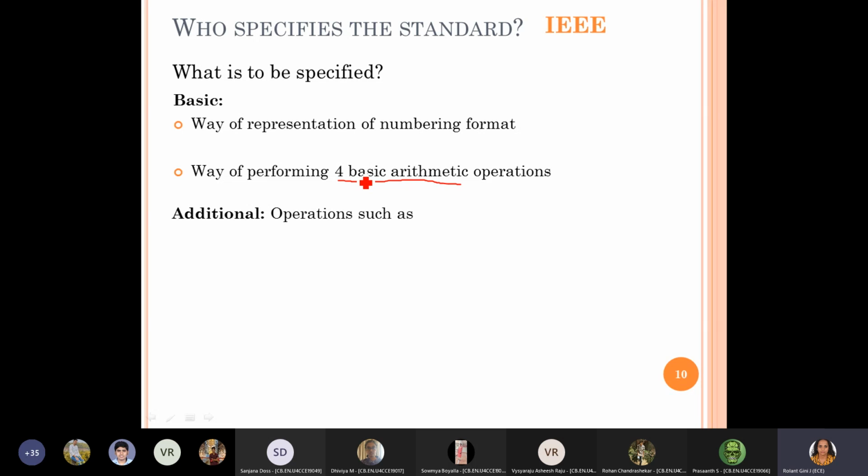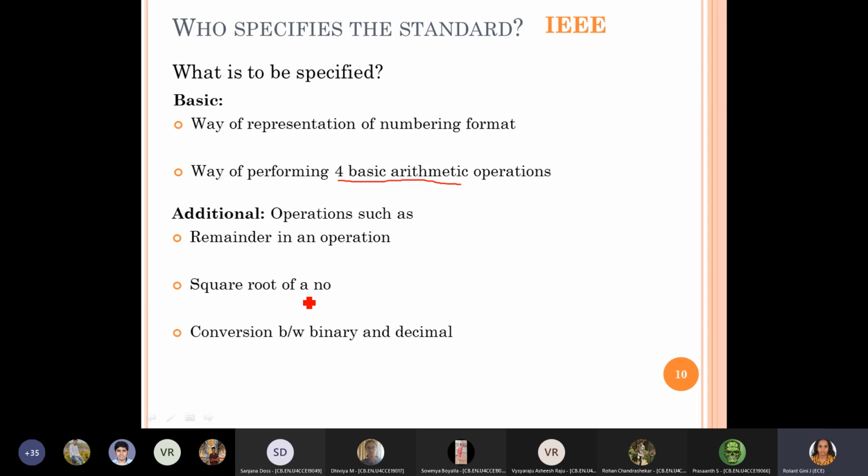Other than these basics, some additional operations may naturally be required. Like when you do division, a remainder operation will be required. And square root of a number may not come under the basic four arithmetic operations, but it is mostly required.